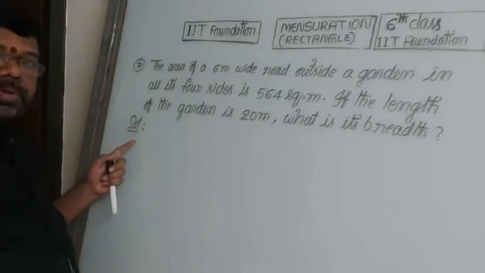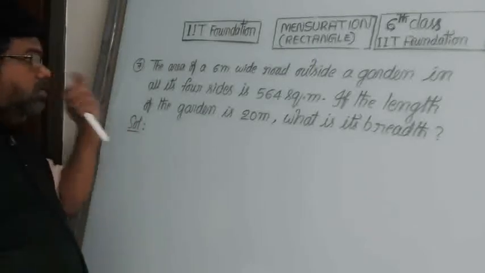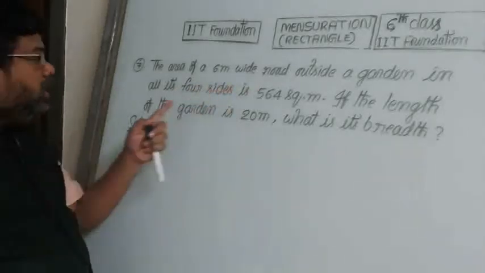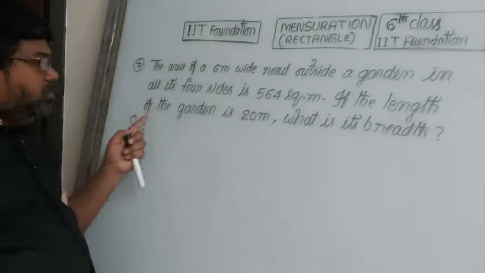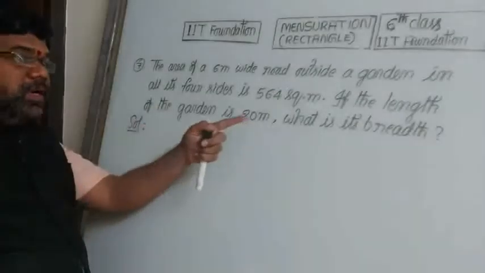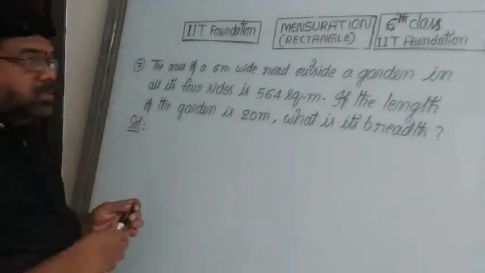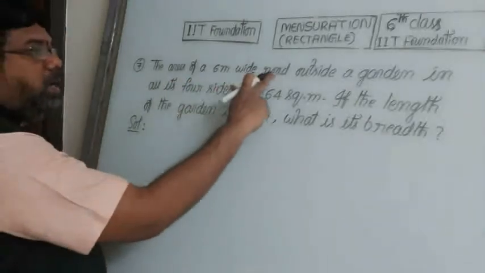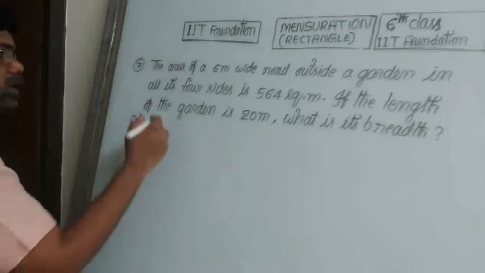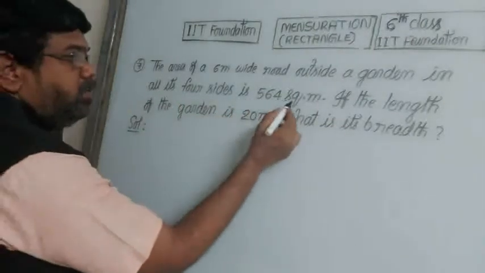Our question number 7. Area of a 6 meter wide road outside a garden in all its 4 sides is 564 square meter. If the length of the garden is 20 meter, what is its breadth? Okay. See, what is given in the data? Area of a 6 meter wide road outside a garden in all its 4 sides is 564 square meter.